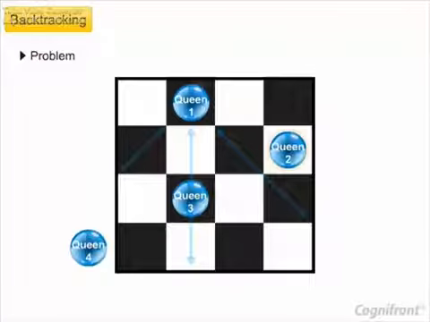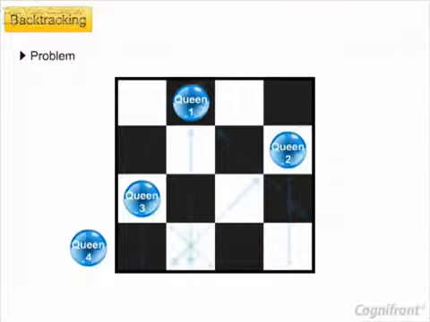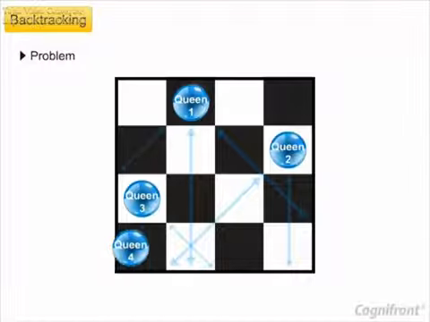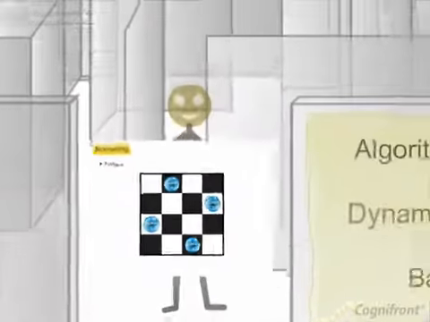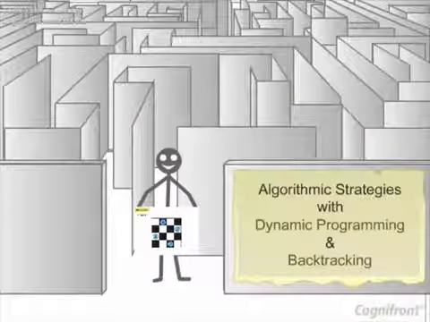Next we place queen 2 on column 4, queen 3 on column 1 and queen 4 on column 3. This is how, using backtracking technique, we have solved the 4 queens problem.